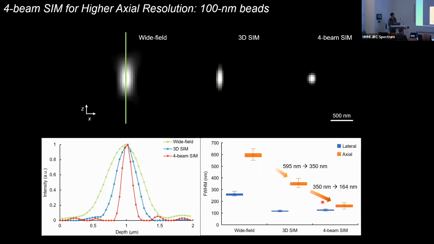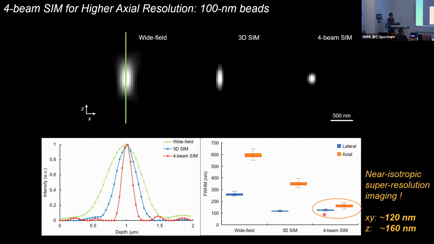But as expected, both 3D SIM and 4-beam SIM maintained a double super resolution compared with wide field imaging along the XY view. So we can see that our 4-beam SIM realized near-isotropic super resolution imaging with 100 nanometer lateral resolution and 160 nanometer axial resolution, or Z resolution.